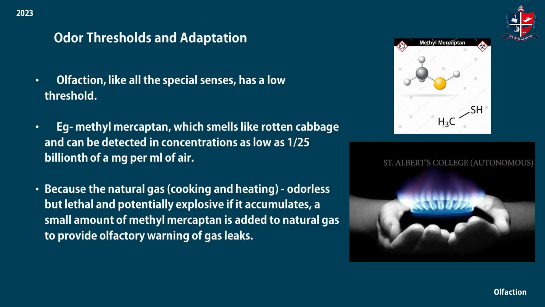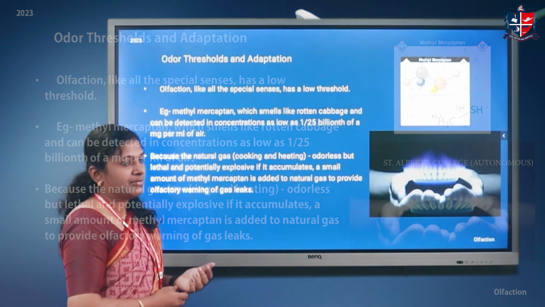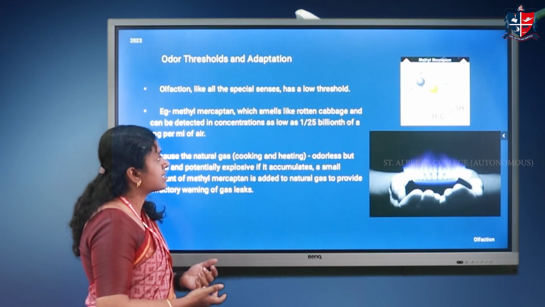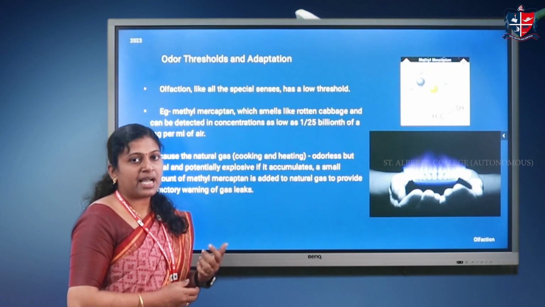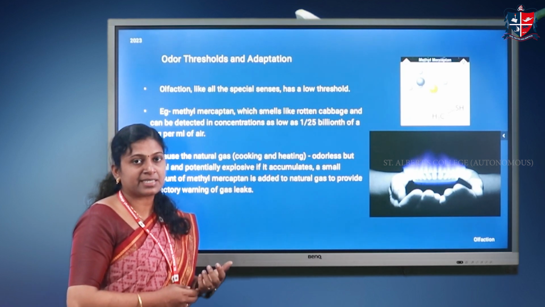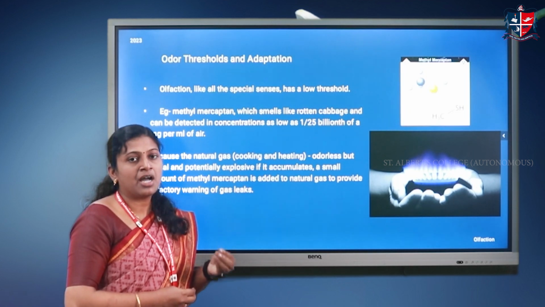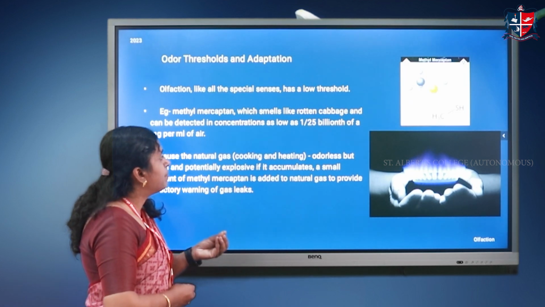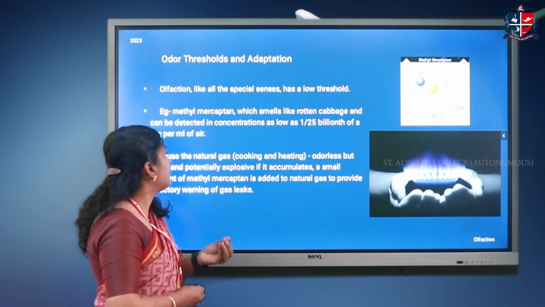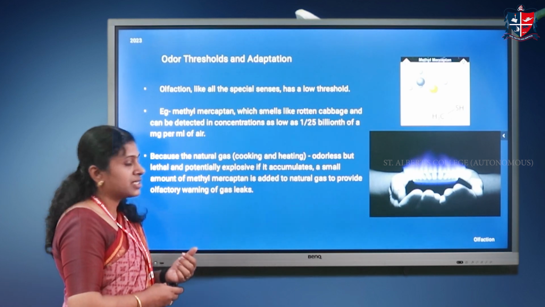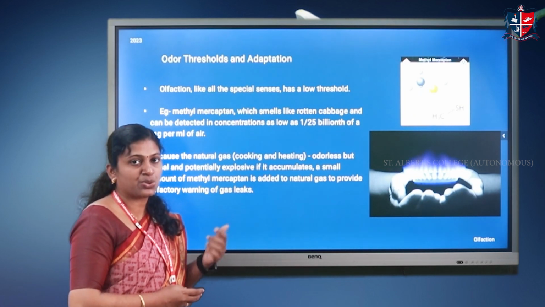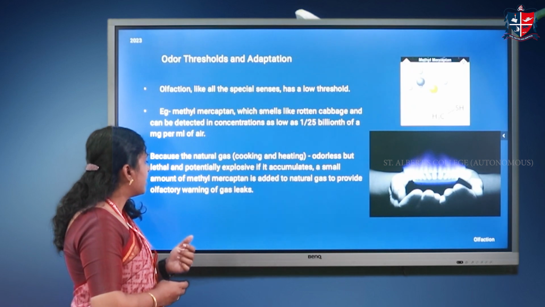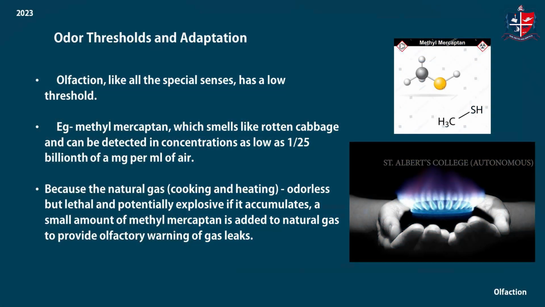Coming to odor thresholds and adaptation. Like olfaction, all other special senses have a low threshold. For example, methyl mercaptan has a smell of rotten cabbage and can be detected even in very minute concentrations, about 1 twenty-fifth of a billionth of a milligram per milliliter of air. Because of this property, we add methyl mercaptan to natural gases such as cooking gas, so that it gives an olfactory warning of leakage of these gases.